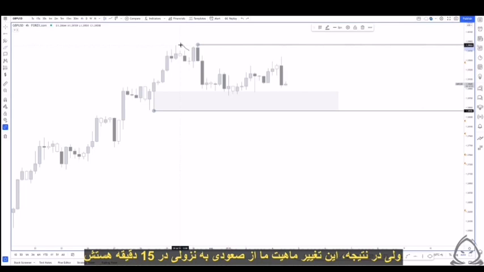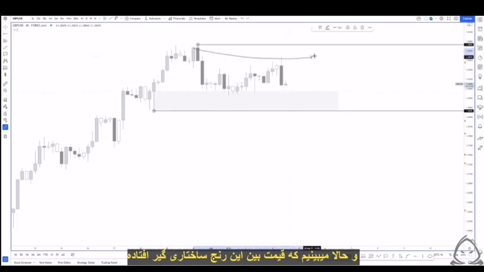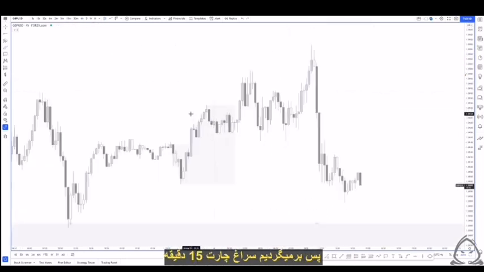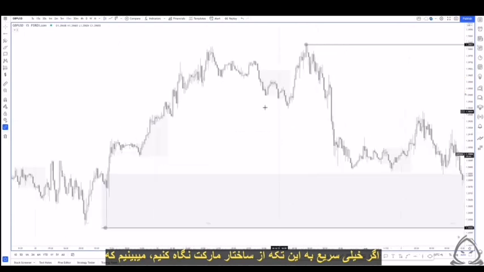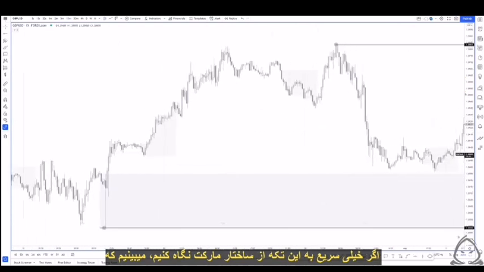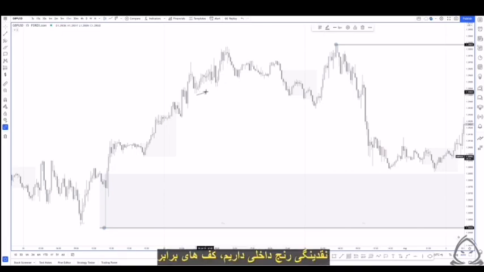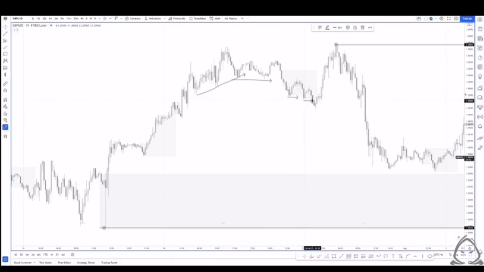But as a result, this also sets up our 15-minute change of character from bullish to bearish. And then we can see that price is now caught within this structural range. So we'll go back down to the 15-minute chart. And as we can see, if we just look into this little bit of market structure really quickly, we have internal range liquidity, some equal lows here, lows here, lows here.